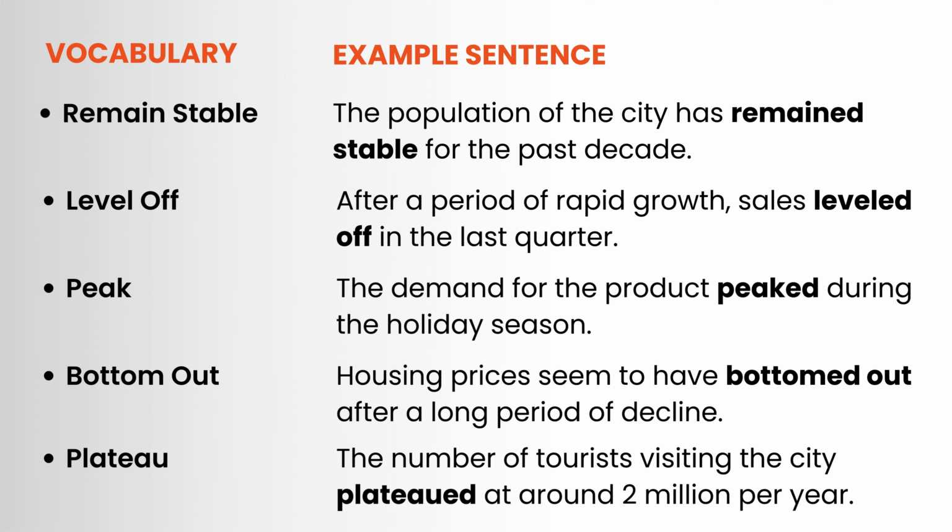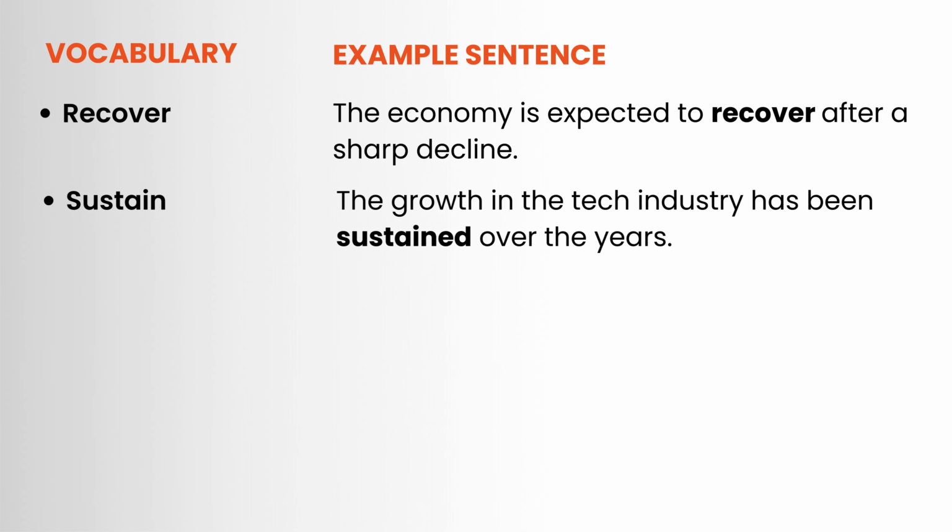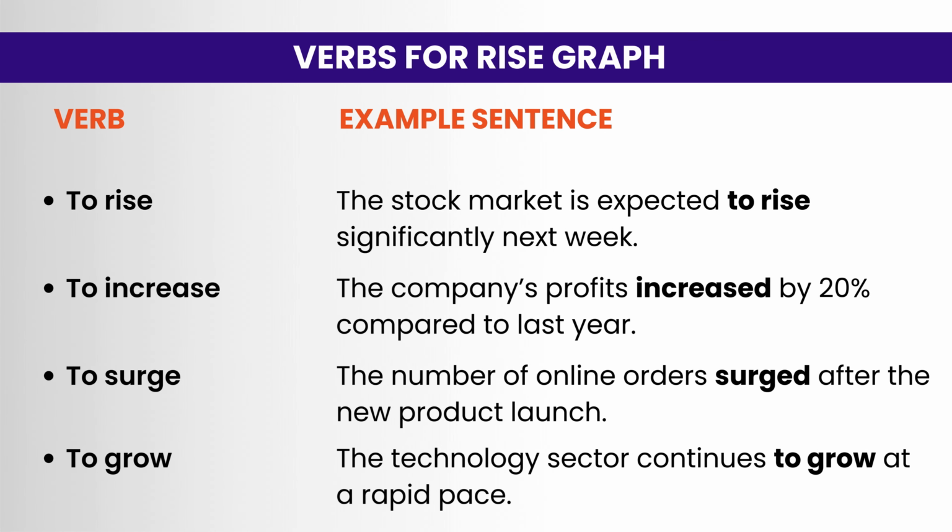Plateau. The number of tourists visiting the city plateaued at around 2 million per year. Recover. The economy is expected to recover after a sharp decline. Sustain. The growth in the tech industry has been sustained over the years. Verbs for rise graph. To rise. The stock market is expected to rise significantly next week.